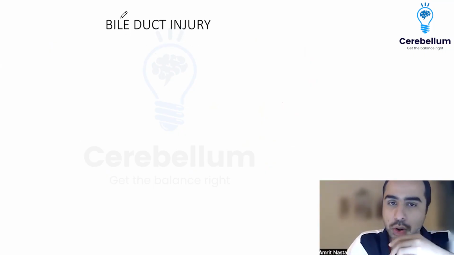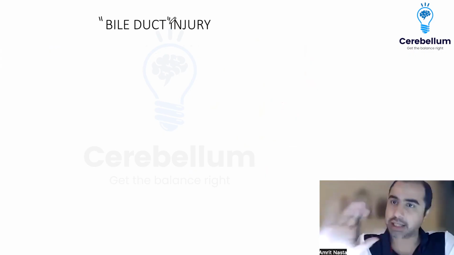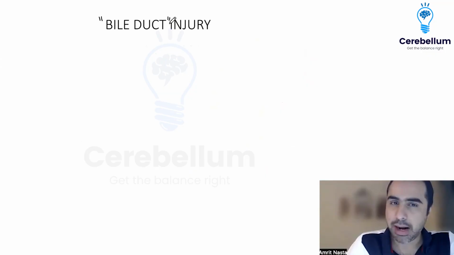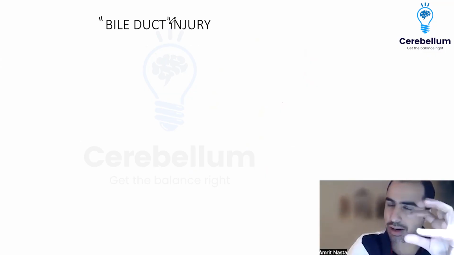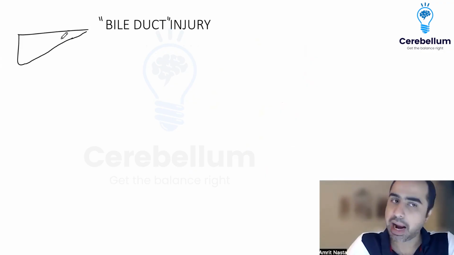Bile duct injury is something they have been asking in the last 1-2 years, so you should know it. To understand bile duct injury, you need two things. First is one little concept, and second is some anatomy. So first let me explain the anatomy. I told you in the liver, bile is produced, which will be released in the bile ducts.